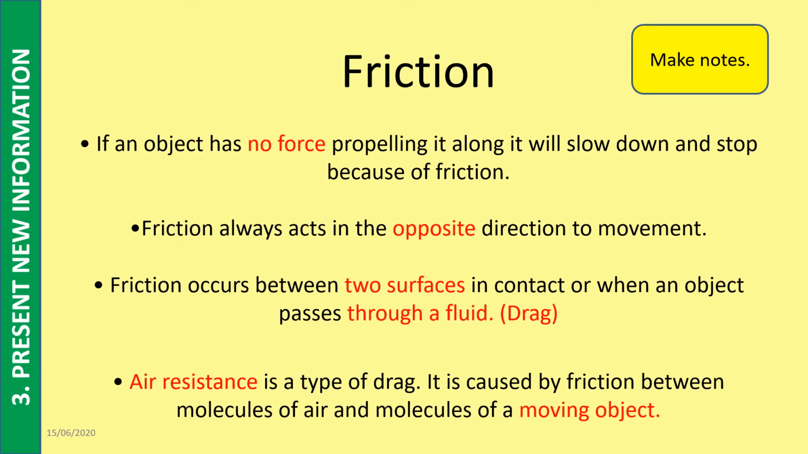If we think back to previous work on friction, if an object has no force propelling it along, it will slow down and stop because of friction. Remember, friction always acts in the opposite direction to the movement. It is what we call a resistive force. Friction occurs between two surfaces in contact or when an object passes through a fluid. So a box being dragged across a tabletop would experience friction, and a ball bearing falling through a liquid would also experience friction. Remember, in fluids, we call that friction drag. Air resistance is a type of drag. It is caused by friction between the molecules of air and the molecules of a moving object.